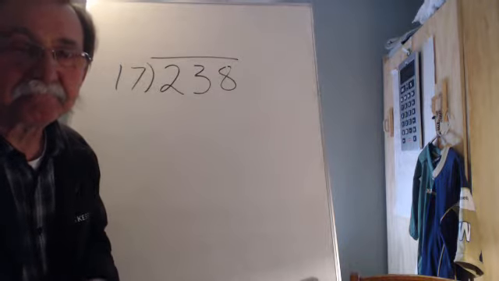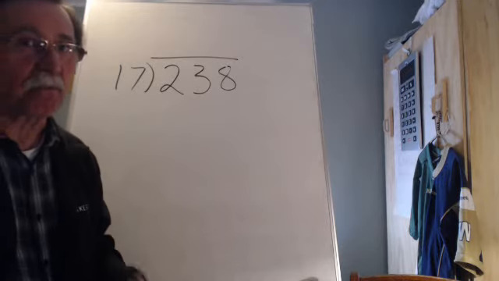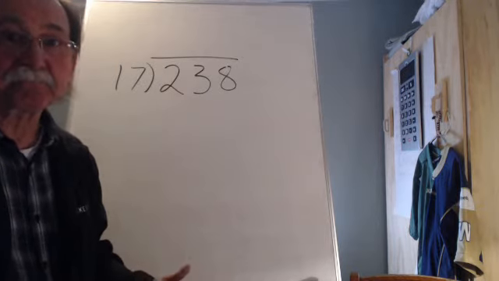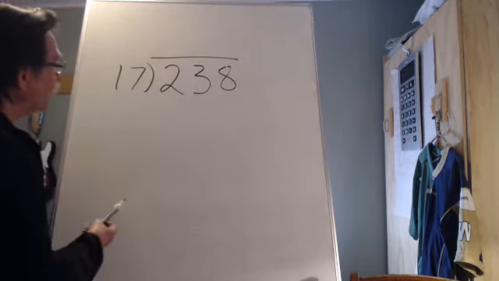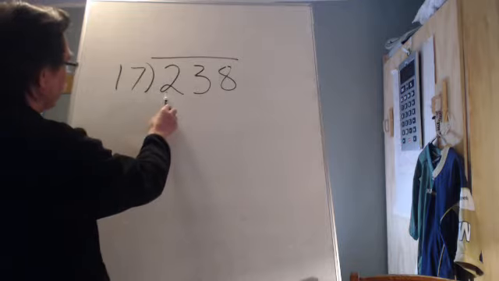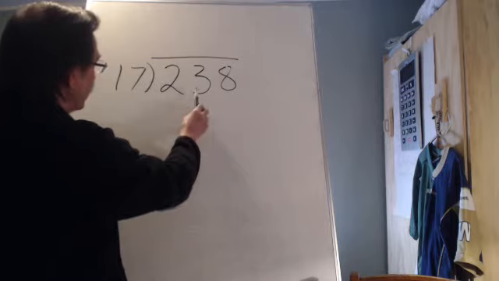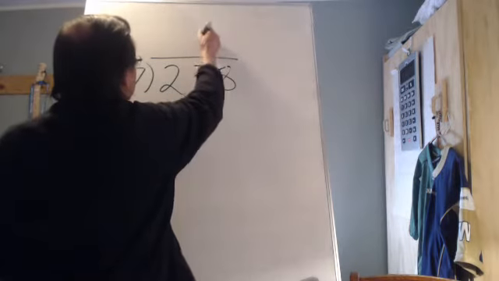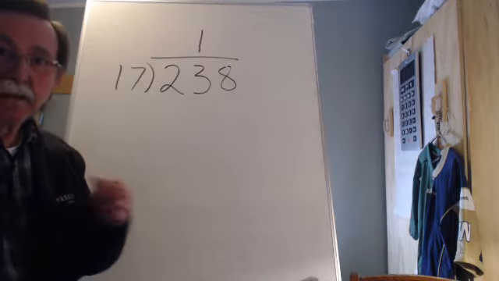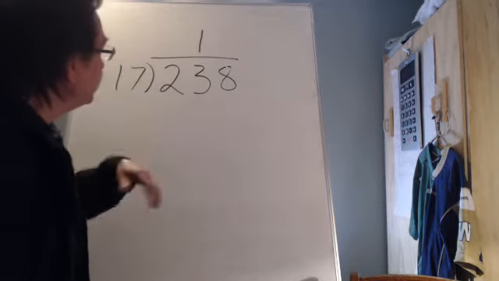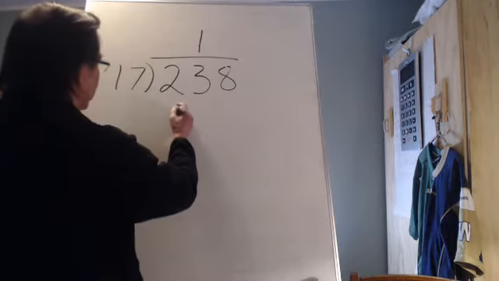Well, multiply 17 by 2, you get 34. That's too much. So it only goes in one time. So where do we put the 1? Well, it didn't go into a 2, but it went into the 23. And so that's where we put our 1, right up there. Now we do what we did before. We go 1 times 17, and that's 17.